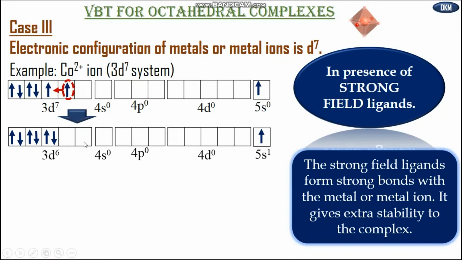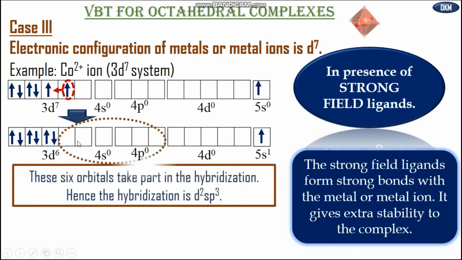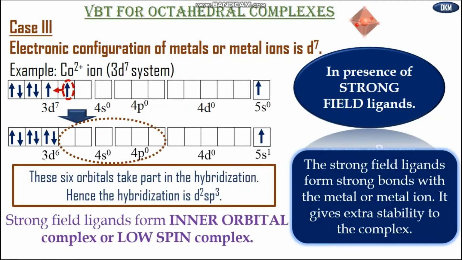Here, two inner d orbitals are completely vacant. These two orbitals along with 4s and 4p orbitals take part in the hybridization. Hence, the hybridization is d2sp3. So, we can say that metals or metal ions having electronic configuration d7 form inner orbital complex or low spin complex in presence of strong field ligand.